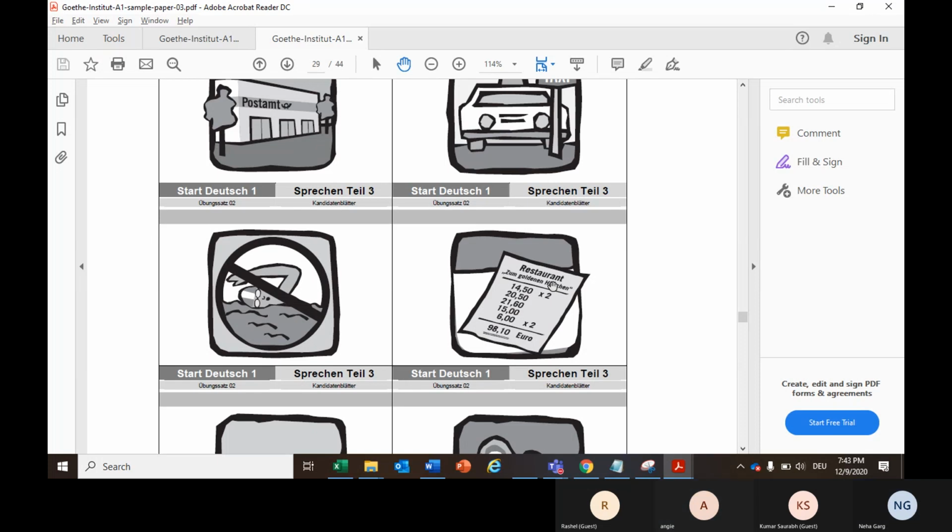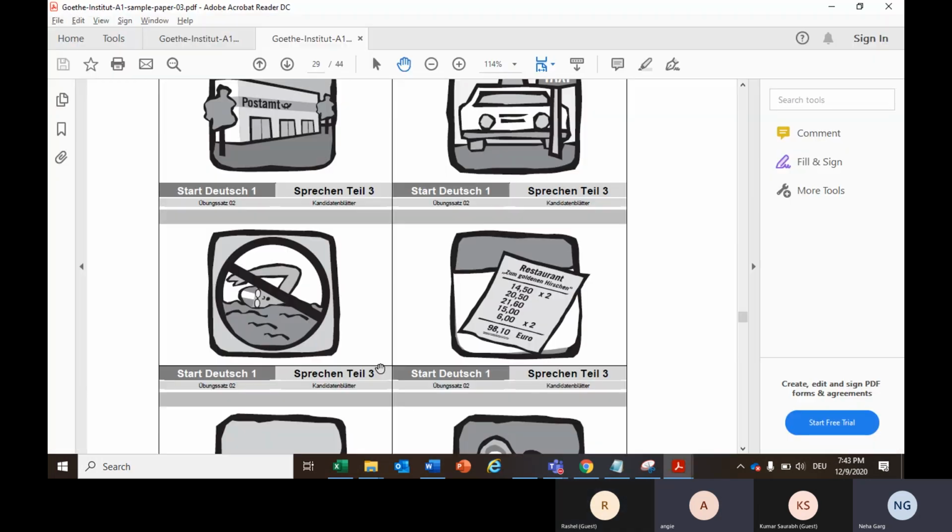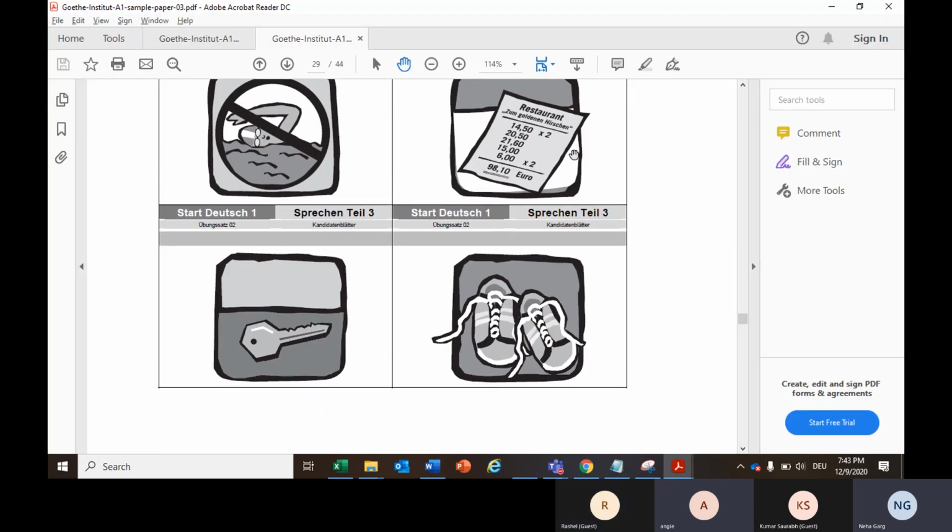Entschuldigung. Entschuldigung. Bezahlen Sie bitte selbst. Okay, danke. Next one.